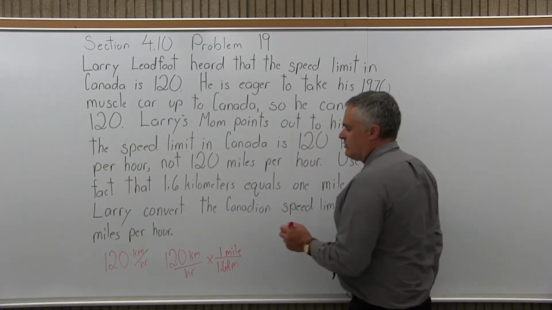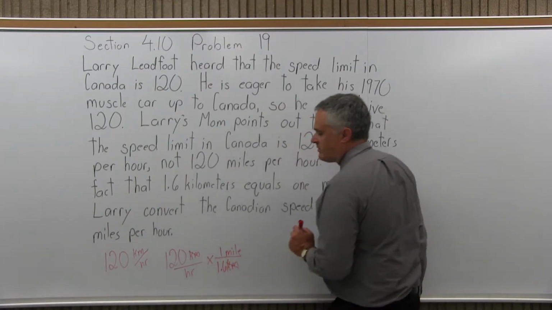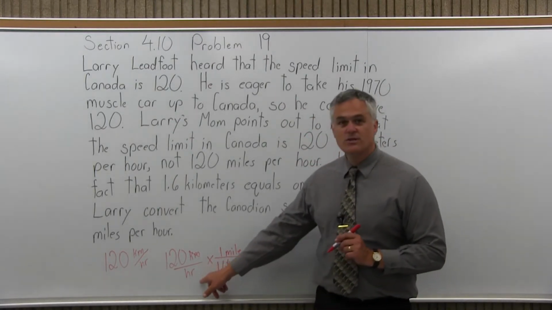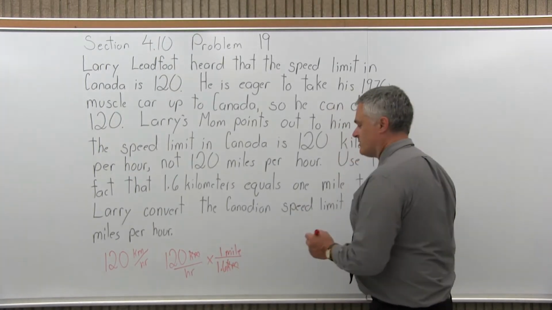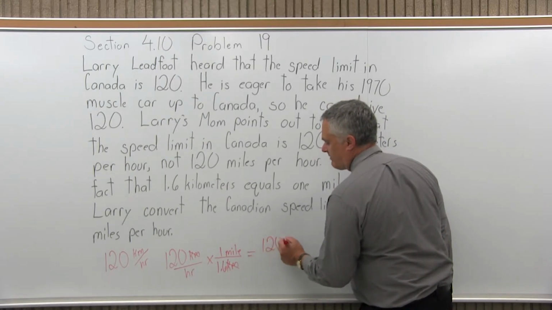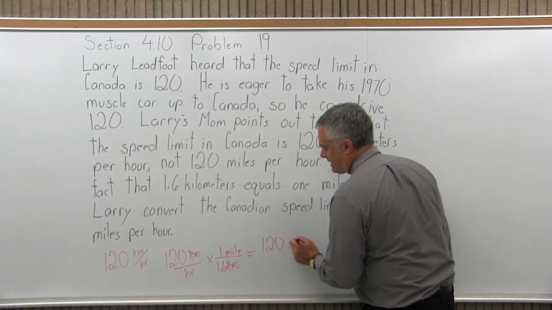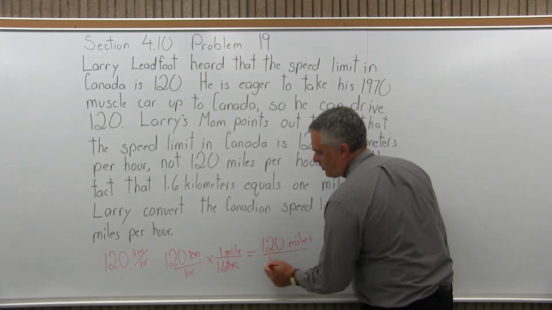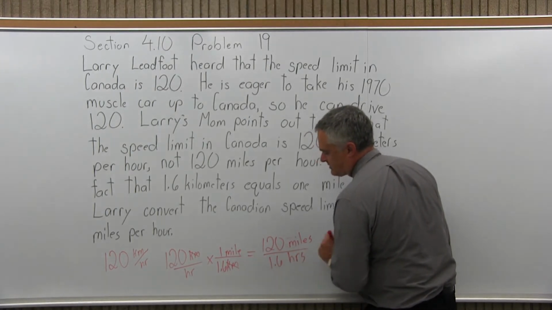And now if I do that multiplication, kilometers in the numerator, kilometers in the denominator will cancel. I'll have miles in the numerator and hours in the bottom. So I'll have miles per hour. This is what I want. So as I multiply, what happens is I have 120 miles over 1.6, and after I cancel the units, hours. I'll abbreviate a little bit.